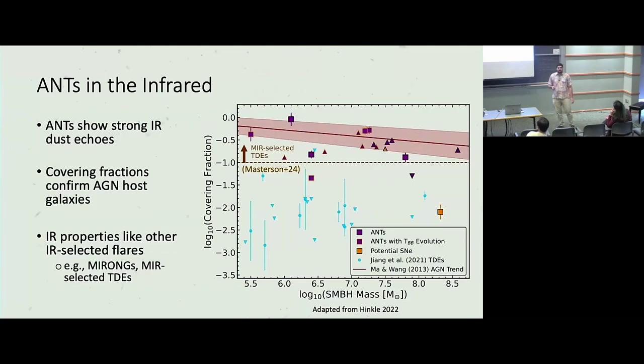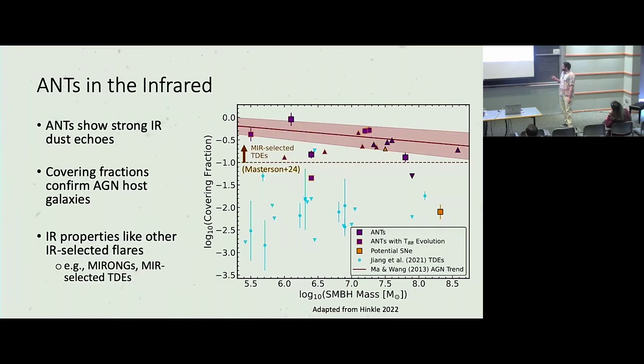Finally, looking at the infrared, we see that all of the ANTs show a very large infrared flare, implying some sort of dust echo from the initial UV optical transient that we see. And if we compute a covering fraction roughly by taking the peak infrared luminosity to the peak UV optical luminosity, we see that they live at a few tens of %, which is consistent with typical AGNs at a range of black hole masses. And so I think, first of all, this is independently confirming that they are living in AGN host galaxies, and we're probably seeing the dusty torus of this AGN being irradiated.